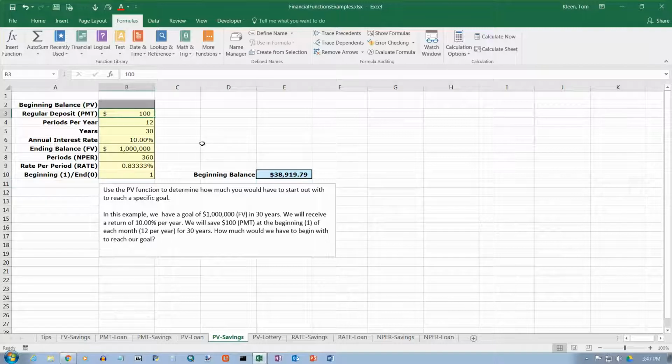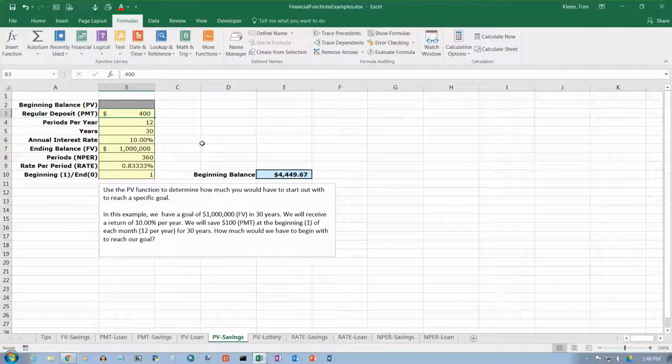So you can do some what-if games here and say, well, what happens if I save $150 a month? Let's see what happens with that. Well, now I only need to save 33,000 before I start. What if I put in $200 every month? Then I'd have to start out with 27,000. What if I put in $300 every month? Then I only have to start out with about 16,000. If I put in $400 every month, I only have to start out with 4,000.